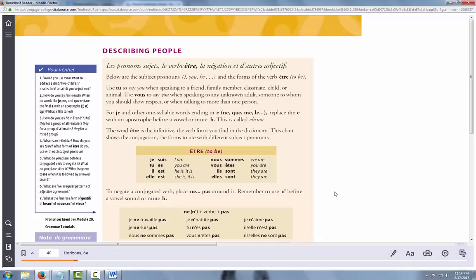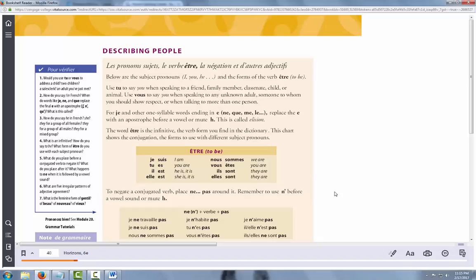Être is to be. To be or not to be, that is the question. In French, that's translated into être ou ne pas être. C'est la question. Okay? Je suis is I am. Tu es, you are. Il est, he is. Elle est, she is. Or a feminine object is. Nous sommes, we are. Vous êtes, you are.